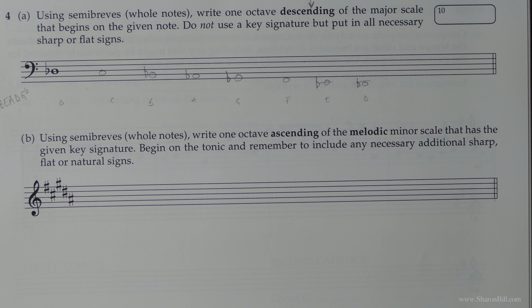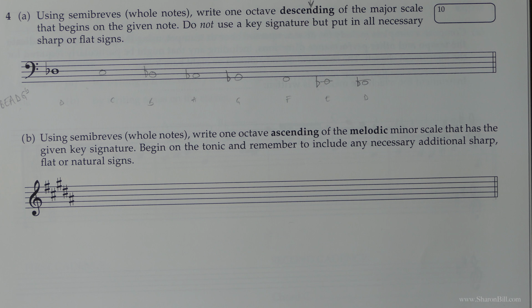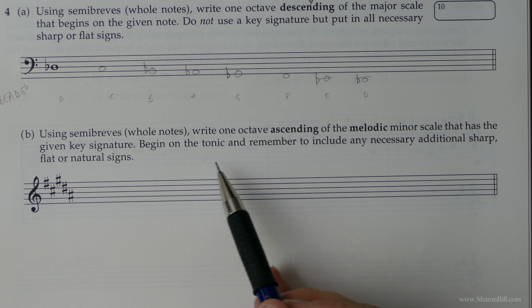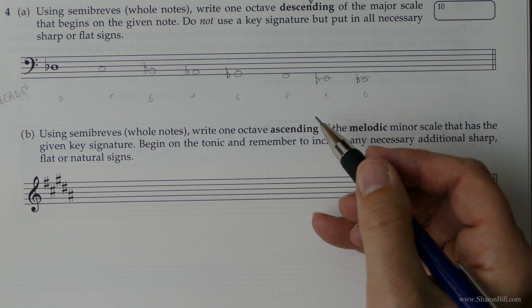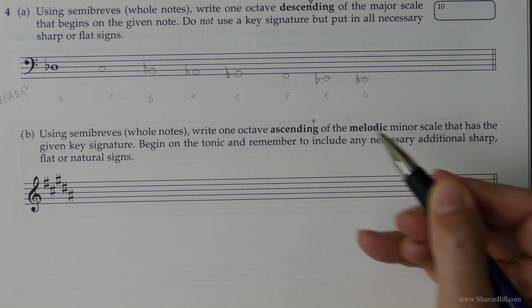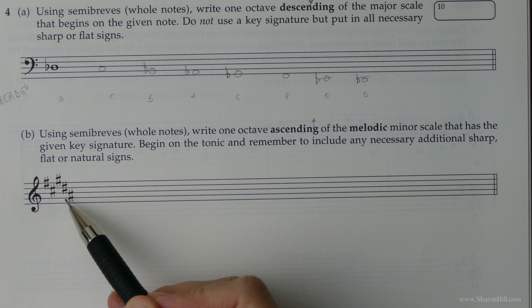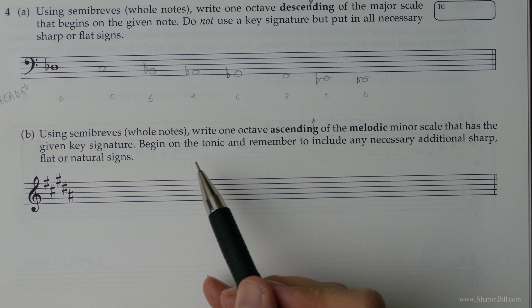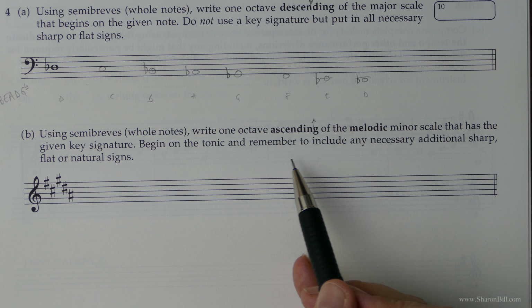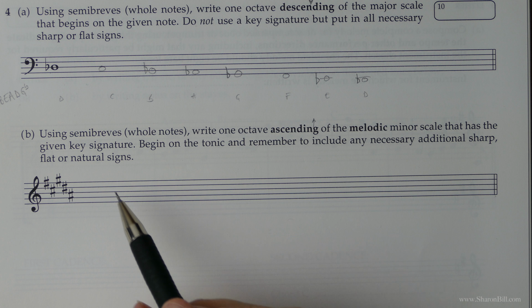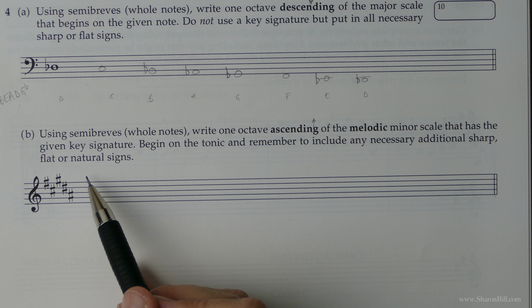Let's move on to the next one. Using semibreves again, or whole notes, so we don't have to worry about stems, we need to write one octave ascending, so we're going up this time, of the melodic minor scale that has this given key signature. We need to begin on the tonic and include any necessary sharp, flat or natural signs. So we've got a few things to think about.